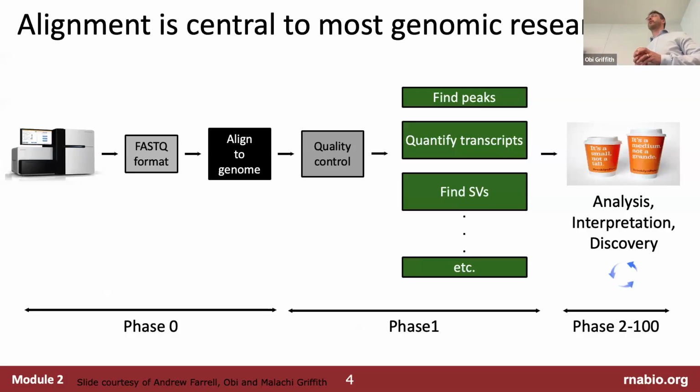So alignment is important in bioinformatics. You could say that it's central to most genomic research. This is a very typical genomics bioinformatics workflow, where you're getting FASTQ data from your sequencing instruments or cores, and often the first step you do, no matter what your downstream steps are, is align to a genome, and then do some kind of quality control. And then in these green boxes is the more exploratory phase, where you might find peaks or quantify transcripts, like we're going to do, or find SVs or many other things.